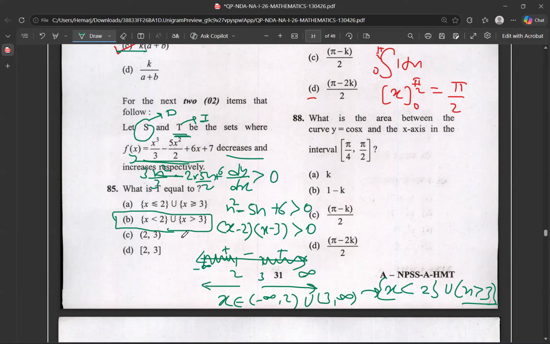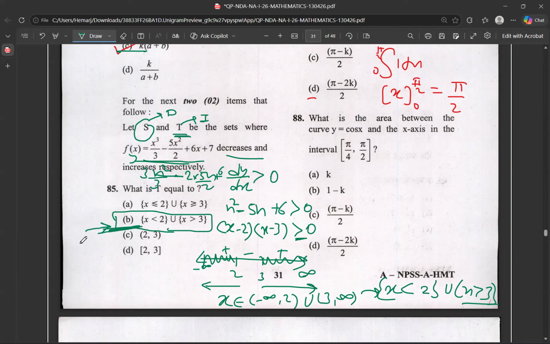If you see this question, maybe you get confused because this question hasn't specified whether S and T are strictly increasing or strictly decreasing. They just mentioned decreasing. So as far as a decreasing graph is concerned, we can also take equals to, we can also take it greater than or equal to 0. But as per the UPSC answer key, for question 85 the answer is option B.